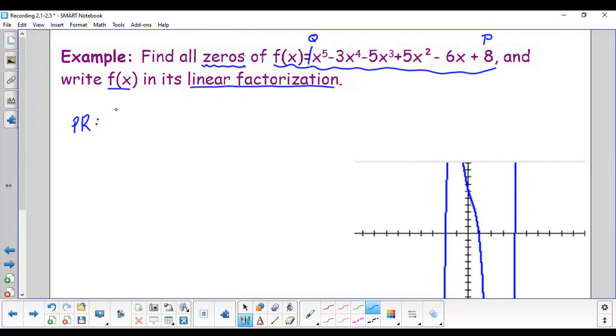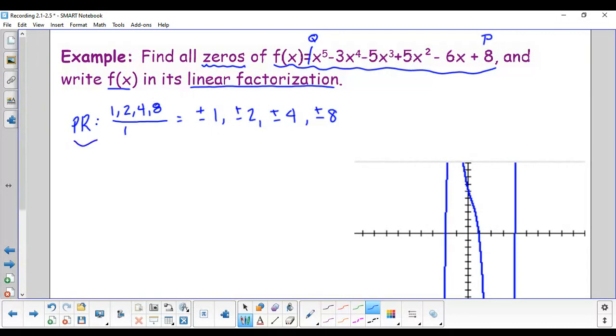So when I list my factors of 8, I know 1 times 8 and 2 times 4. So those are all the factors of 8. And then Q was 1, so 1 times 1 is the only factor. So my possible rational zeros are going to be plus or minus 1, plus or minus 2, plus or minus 4, and plus or minus 8.